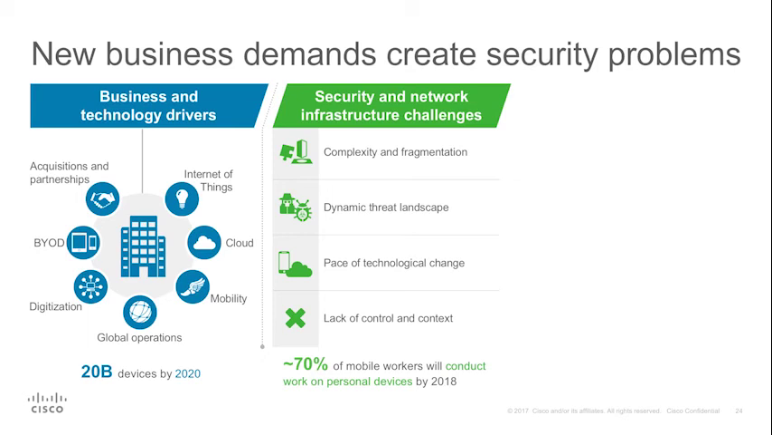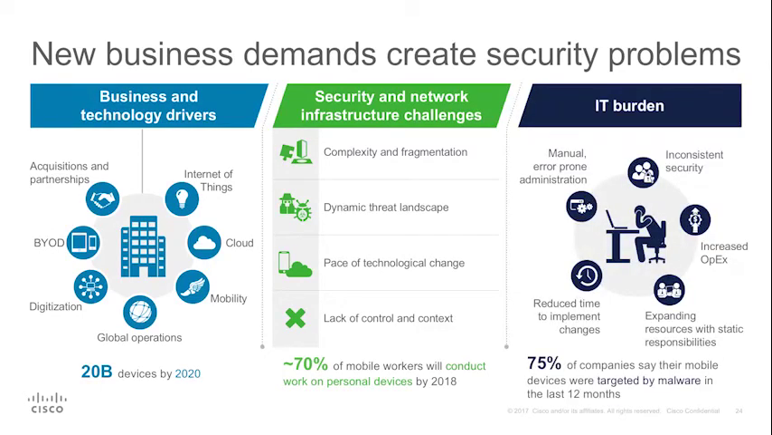Not to mention, 70% of mobile workers will conduct work on personal devices by 2018. These challenges place an incredible burden on an organization's IT department. From inefficient manual administration, inconsistent security, and higher expectations to implement changes in less time, the IT burden is significant. According to a study conducted by Cisco of over 700 U.S. companies, 75% said their mobile devices had been targeted by malware within the past 12 months. Administrators need a way to keep pace with their rapidly growing business that allows them to scale easily and provide secure, consistent access to the network's growing list of endpoints.